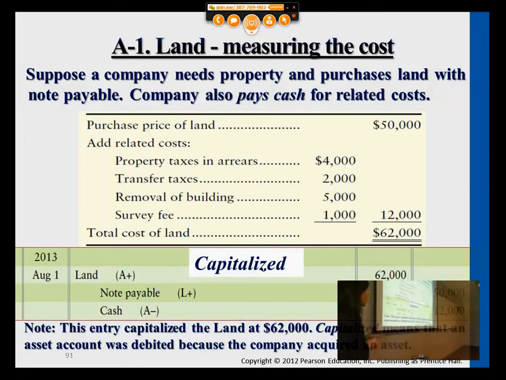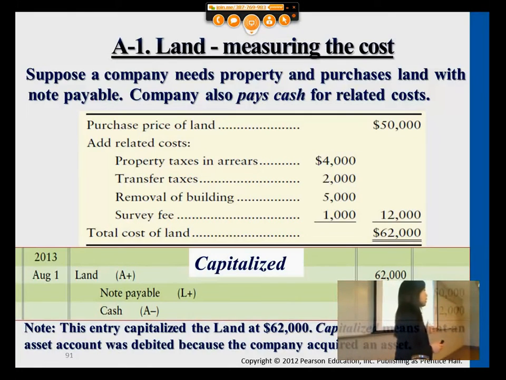Okay, now in the chapter you'll see also capitalization of certain assets. This term here simply means purchasing plant assets. So we either say purchasing plant asset land or capitalization of land, $62,000. So that just means acquisition of plant assets. That's what capitalization means. So it tells you this entry capitalized land at $62,000, meaning an asset account was debited. We purchase an asset.